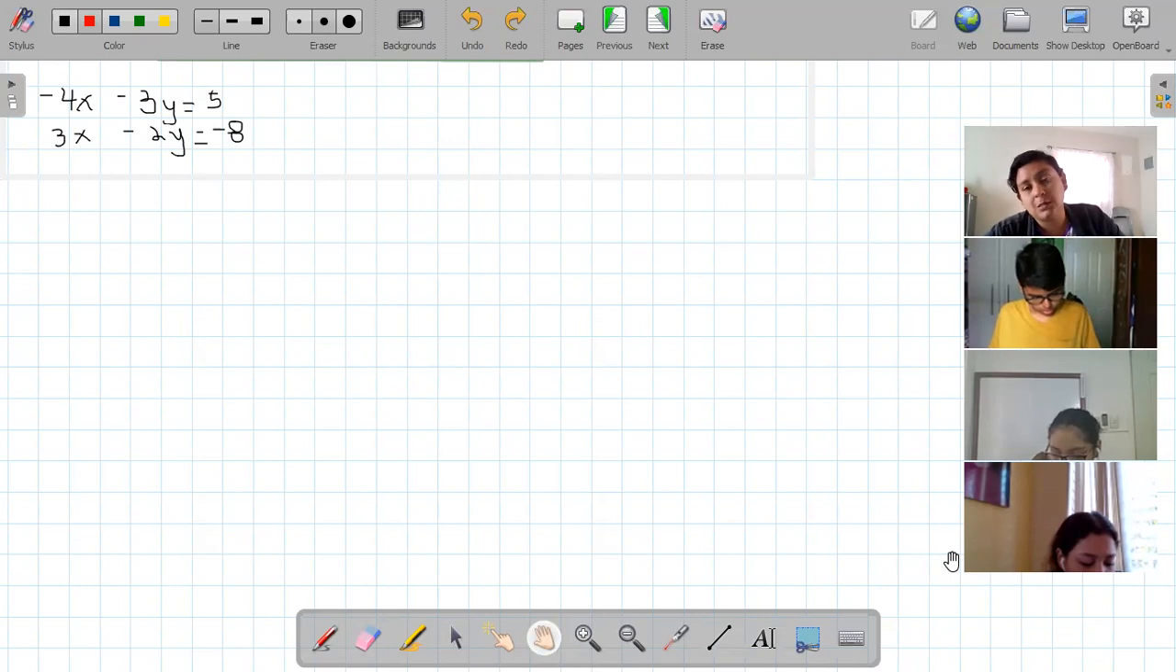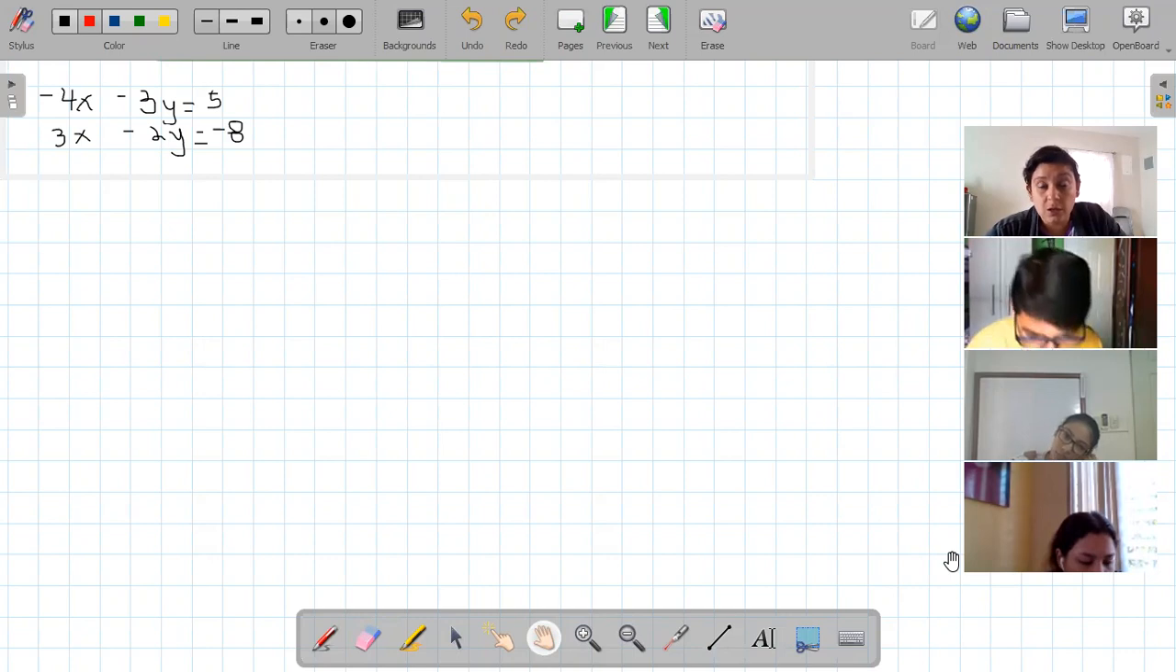So we got negative 4x and positive 3x. Different signs as we needed, but different coefficients. We need the same coefficient. And then we got negative 3y and negative 2y. Same signs, and we need different, but also different coefficients. We need them the same. So which variable do you think is easier to eliminate? The x or the y? The y, I think.